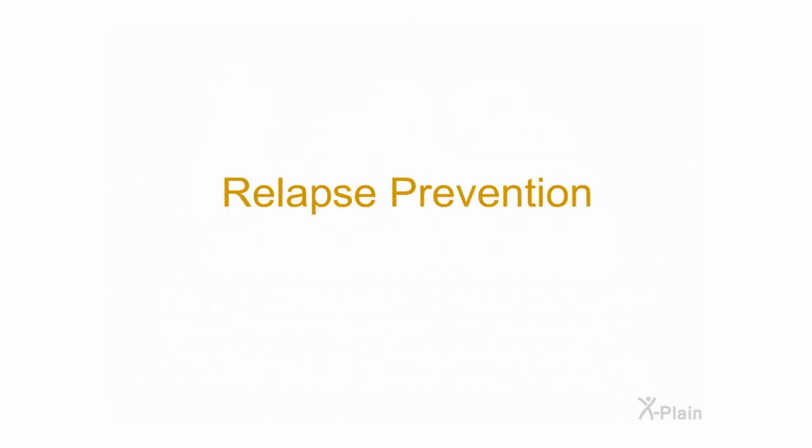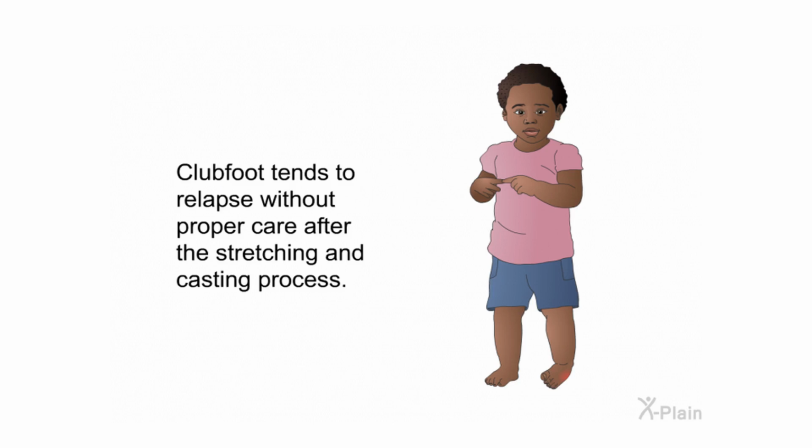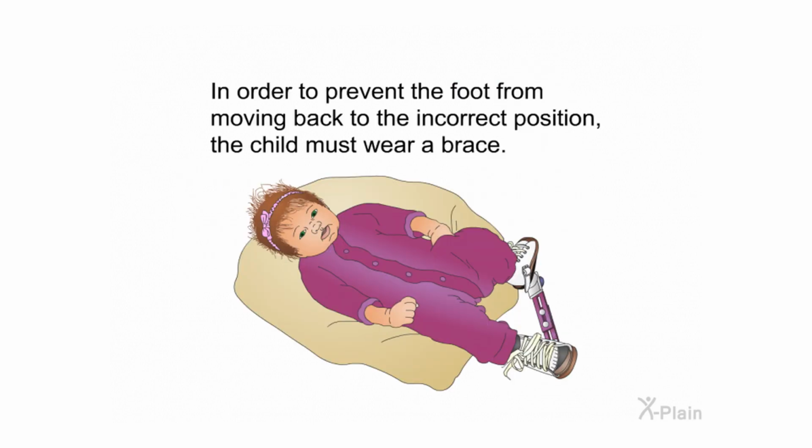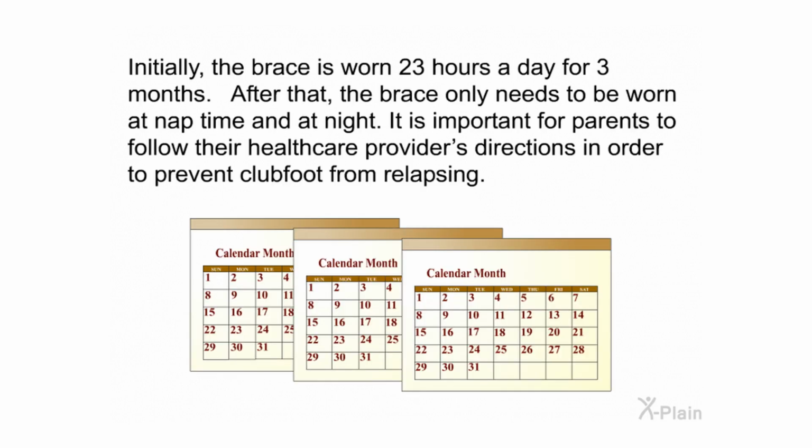Relapse prevention. Clubfoot tends to relapse without proper care after the stretching and casting process. In order to prevent the foot from moving back to the incorrect position, the child must wear a brace. Initially, the brace is worn 23 hours a day for 3 months. After that, the brace only needs to be worn at nap time and at night. It is important for parents to follow their healthcare provider's directions in order to prevent clubfoot from relapsing.